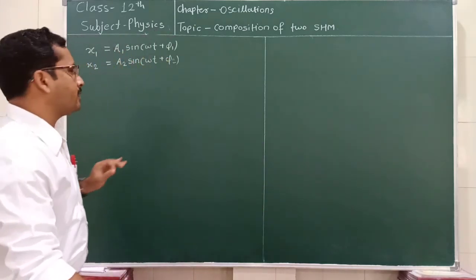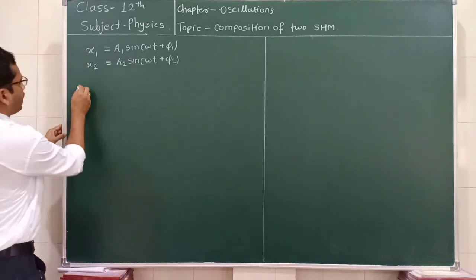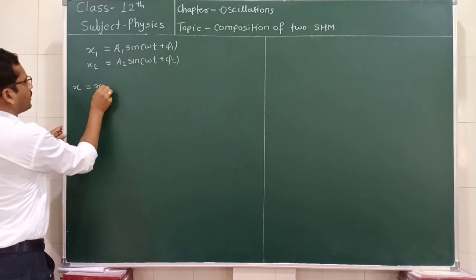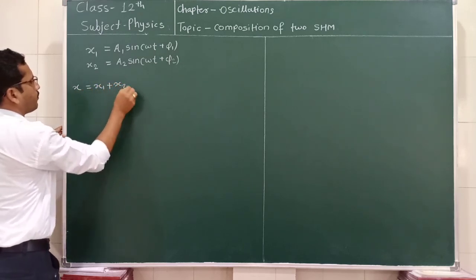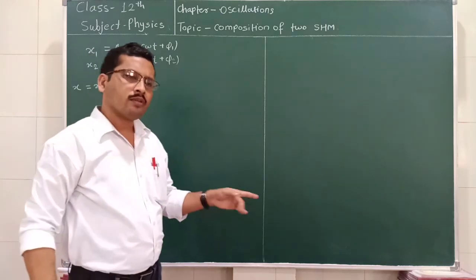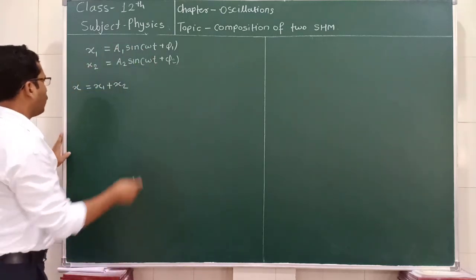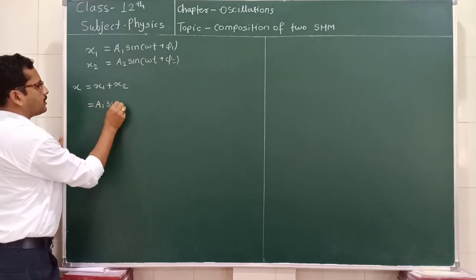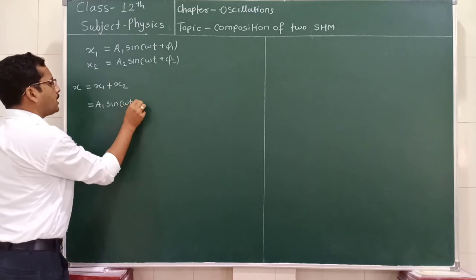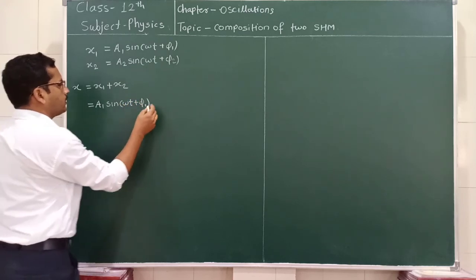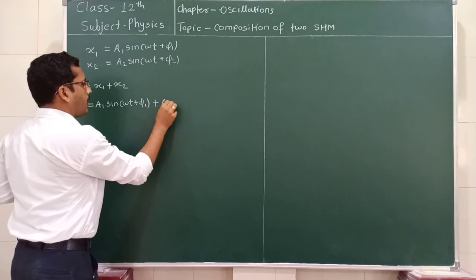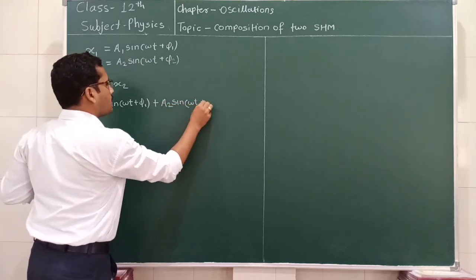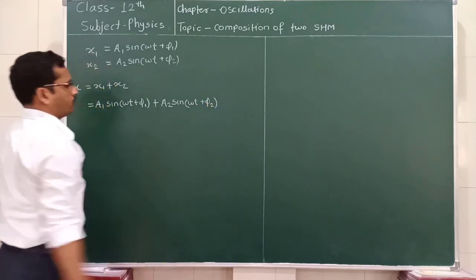Now, according to the superposition principle, the total displacement due to the composition of SHM is given by the vector sum of the individual displacements. So we can write x is equal to the vector sum of x1 plus x2. Keeping the values, we get a1 sine(omega t plus phi1) plus a2 sine(omega t plus phi2).